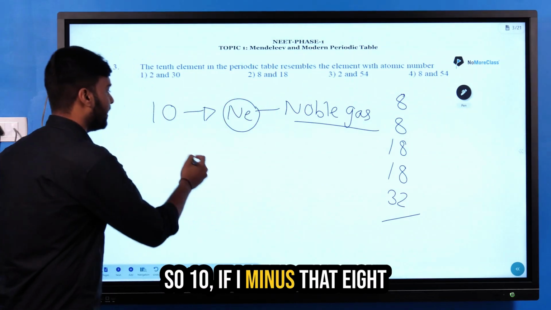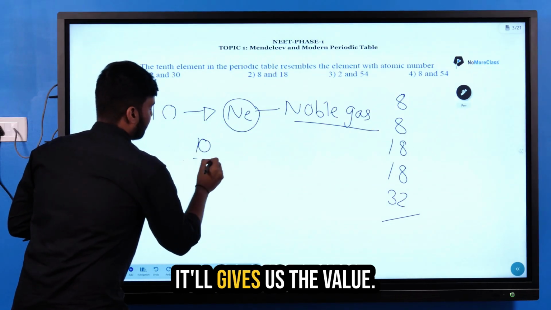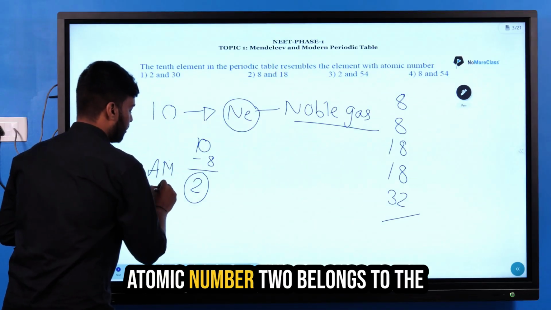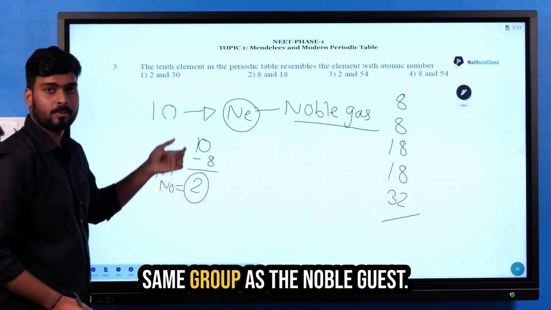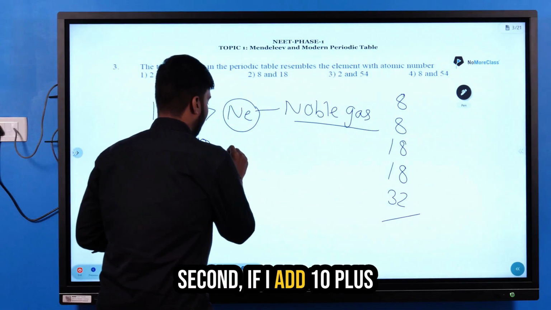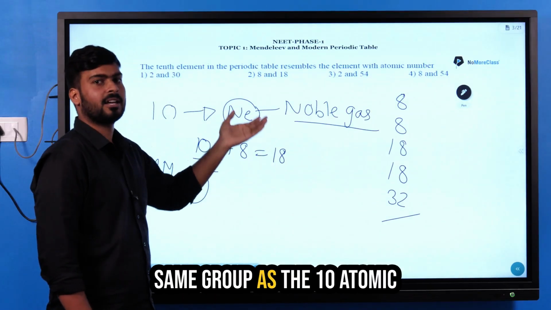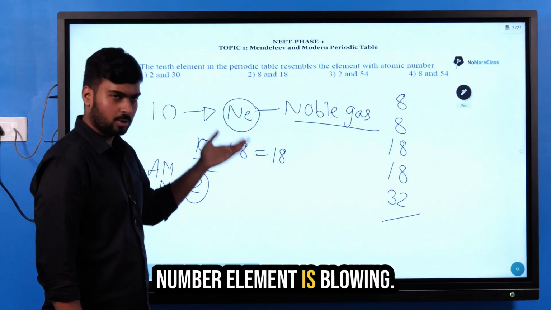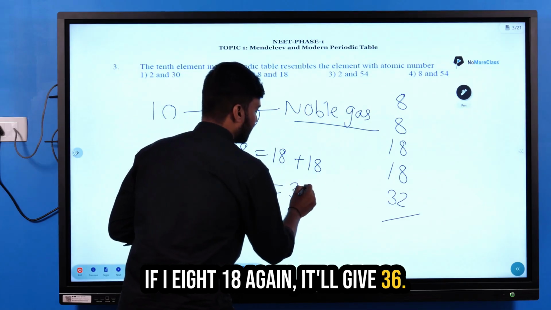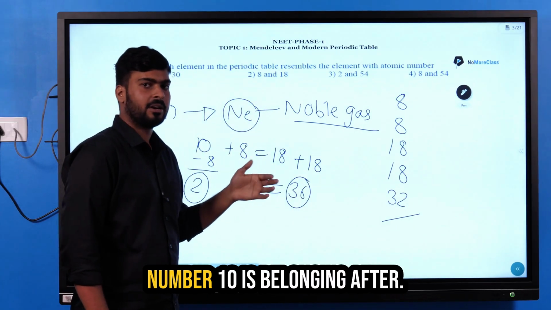So if I subtract 8 from 10, it gives us the value 2. This means atomic number 2 belongs to the same group as the noble gas with atomic number 10. Second, if I add 10 plus 8, it gives 18. 18 also belongs to the same group as the element with atomic number 10. Next, if I add 18 again, it gives 36. 36 also belongs to the same group in which atomic number 10 belongs.